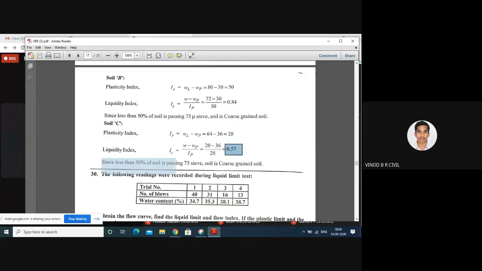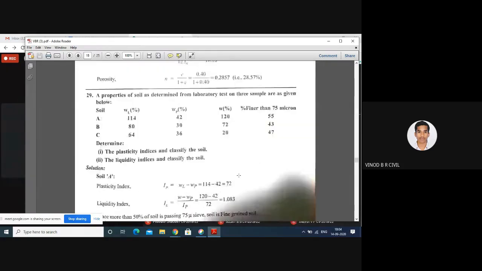Since less than 50% of soil is passing 75 micron sieve sample, soil is a coarse grained soil. How? See here, 47%, less than 50%. So that is why they conclude it is a coarse grained soil.